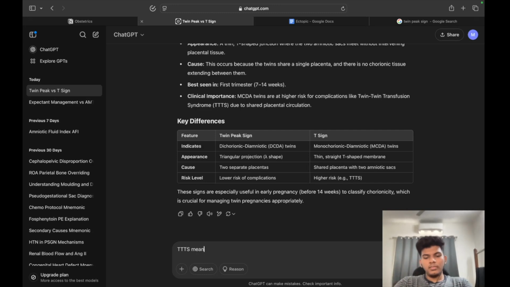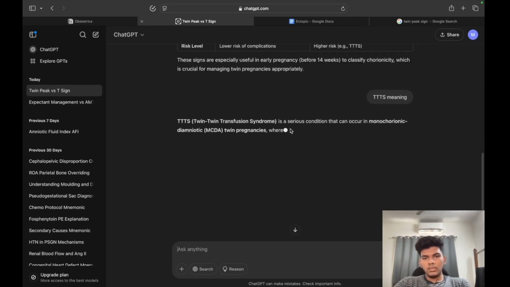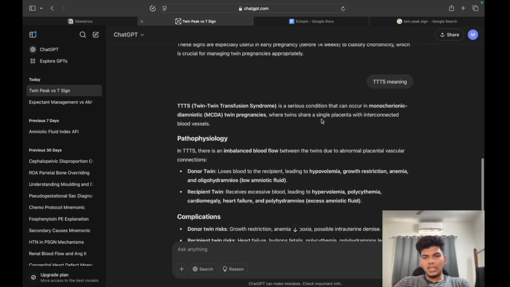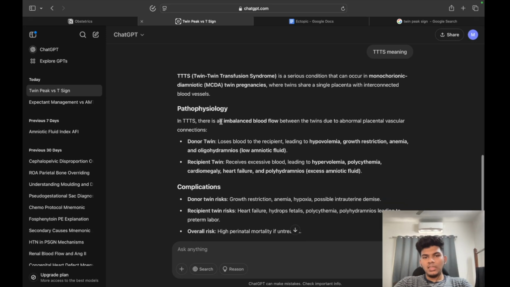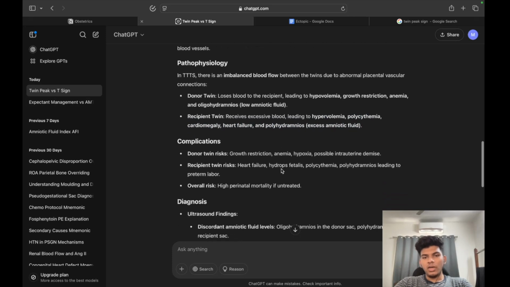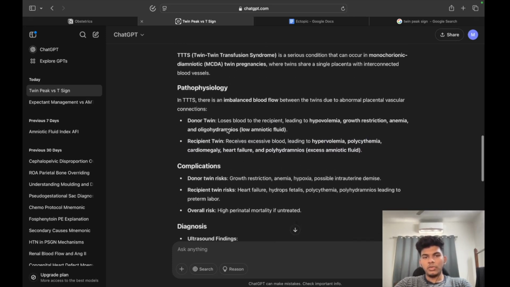Twin to twin transfusion syndrome is a serious condition in monochorionic diamniotic twins, where there is a single placenta with interconnected blood vessels. There is imbalanced blood flow between the twins due to abnormal vascular connections. The donor twin loses blood, and because of it there is hypovolemia, growth restriction and anemia in that twin, and in that sac there is oligohydramnios. But in the other twin there is hypervolemia, polycythemia, cardiomegaly, heart failure and excess of amniotic fluid. So that is twin to twin transfusion, one twin to the other twin.